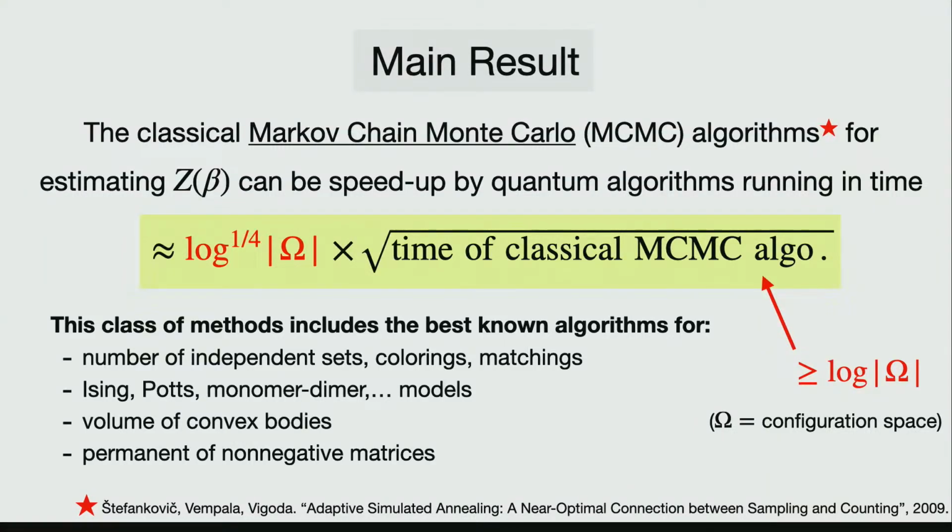This class of MCMC methods includes the best known algorithm for quite a lot of classical partition functions, such as in combinatorics, counting the number of independent sets, colorings, matchings, but also related statistical models, such as the Ising, Potts, and monomer-dimer models. And you can also adapt this result to handle the computation of the volume of convex bodies and the permanent of non-negative matrices. It's quite a general framework.